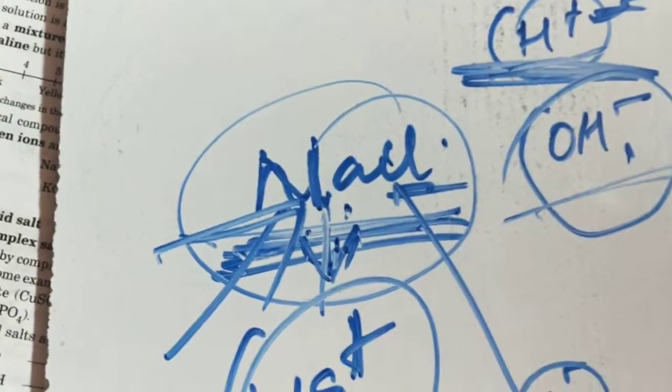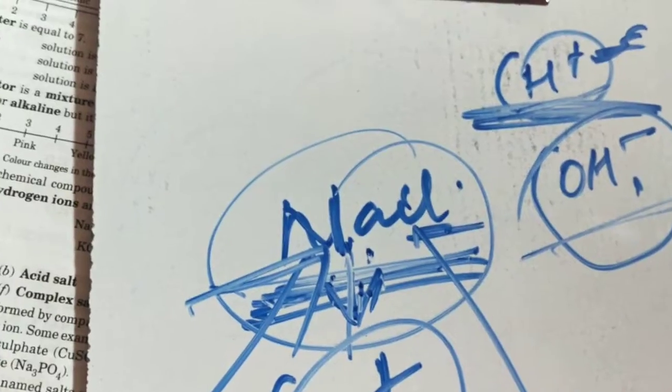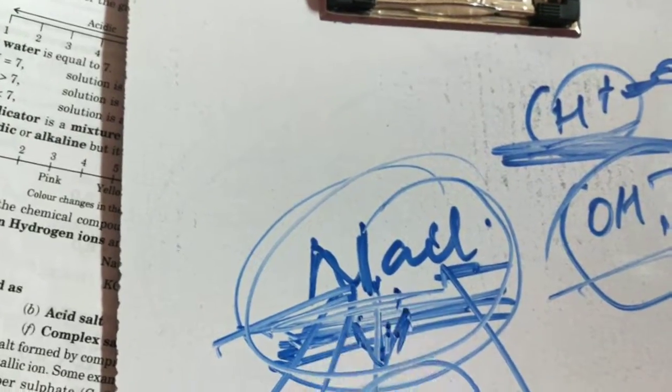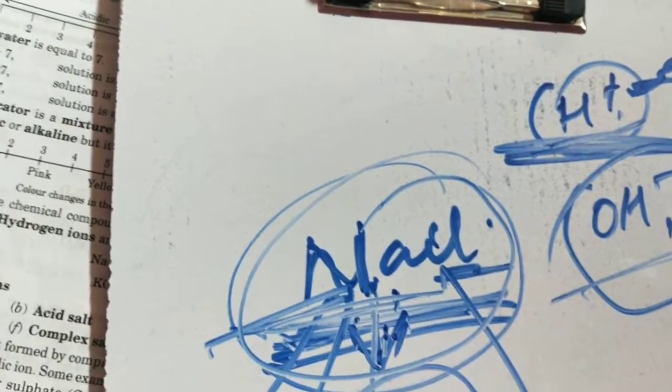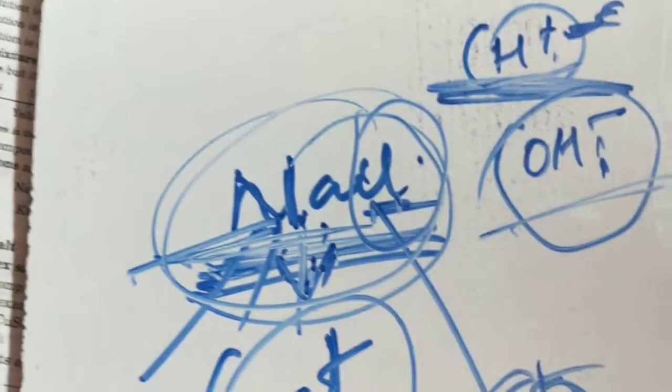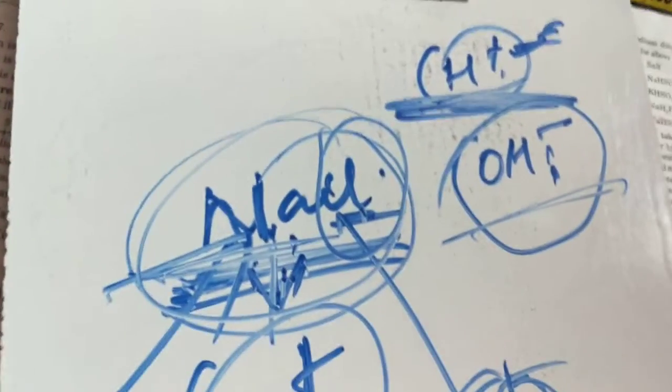Again I repeat it, salt is a substance which contains at least one cation that is different from hydrogen ion. In NaCl, sodium is a cation that is different from hydrogen ion, and Cl is the anion that is different from hydroxyl ion. So it is a salt.